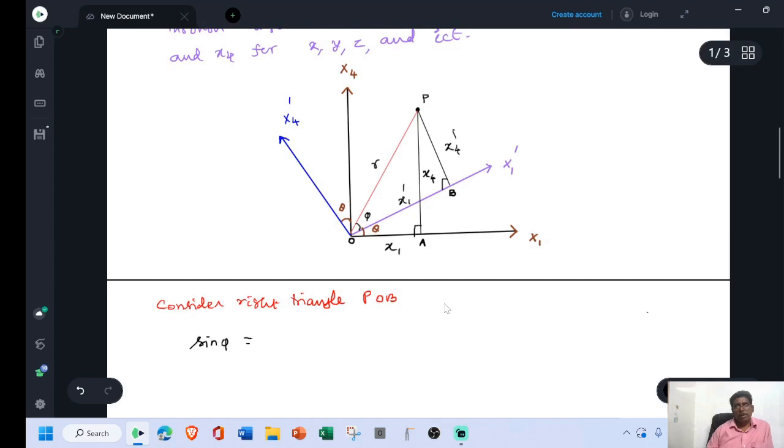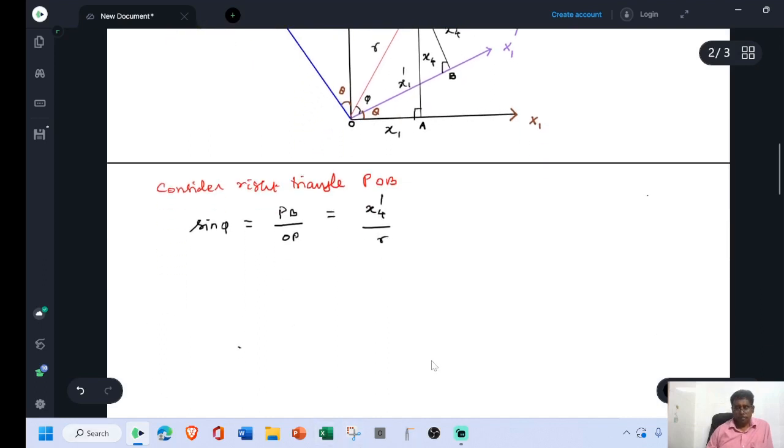Sin phi. This is 90 degrees, so this is the hypotenuse R. Sin phi equals opposite side by hypotenuse. It is PB divided by OP. The opposite side PB is x4 dash and the hypotenuse is R. Then we can write x4 dash equal to R sin phi.